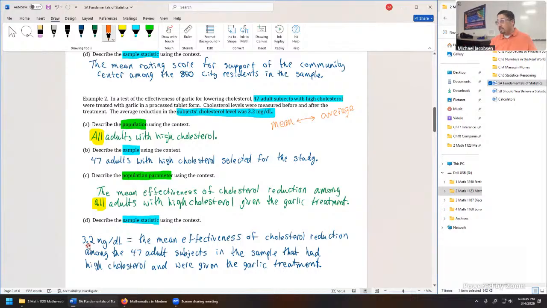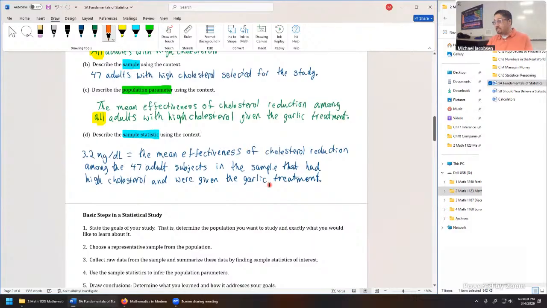So if everyone on the planet with high cholesterol, it's a broad population, were to do this pressed garlic treatment for 8 weeks, if that was the time they took it, we believe that they'll have a 3.2 milligrams per deciliter reduction of cholesterol on average. I'm not a doctor, that seems kind of small, but hey, it looks like there is an effect going on there. There's more to that story, and that's what example 3 is going to be all about. So let's turn to the next example.